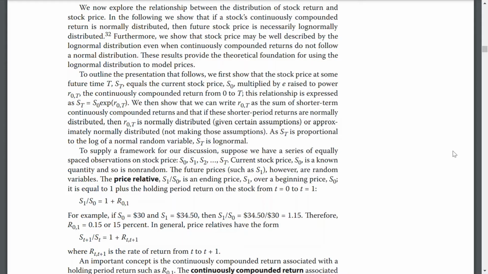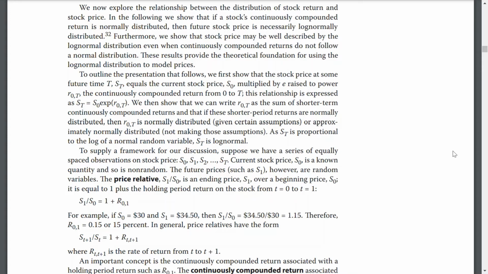To outline the presentation that follows, we first show that the stock price at some future time t, S_t, equals the current stock price S_0 multiplied by e raised to the power of R_0,t, the continuously compounded return from 0 to t. We then show that we can write R_0,t as the sum of the short-term continuously compounded returns, and that if these short period returns are normally distributed, then R_0,t is normally distributed, or approximately normally distributed given certain assumptions. As S_t is proportional to e to the power of a normal random variable, S_t is log normal.